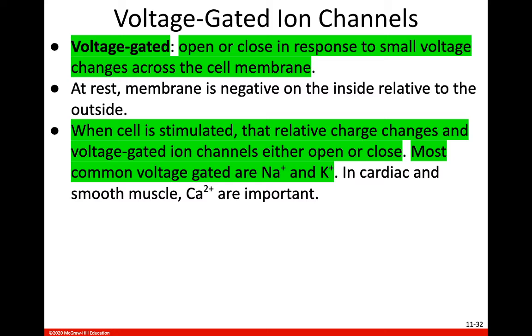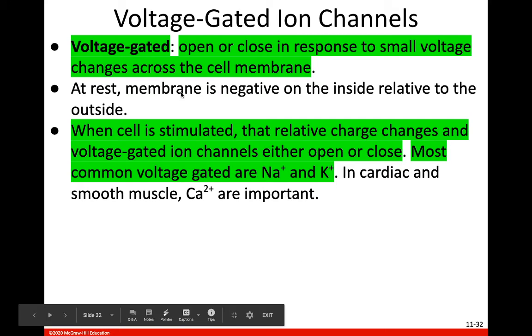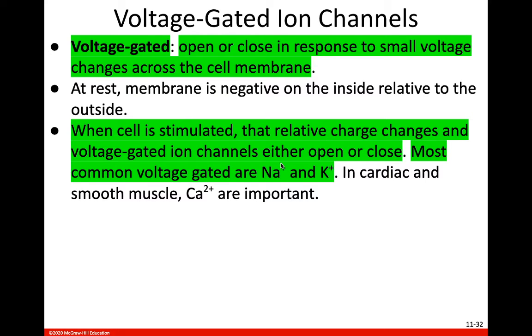The voltage-gated ion channels are going to respond to small voltage changes across the cell membrane. So again, remember that on the inside of the cell is negative, the outside is positive. But if we open up those ligand-gated channels and get enough sodium in to bring our charge up to -55, then this is going to stimulate the opening of these voltage-gated ion channels. When the voltage-gated ion channels open, then that's going to allow the sodium into the cell.